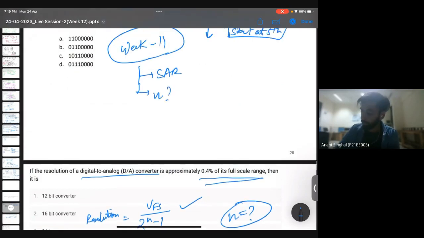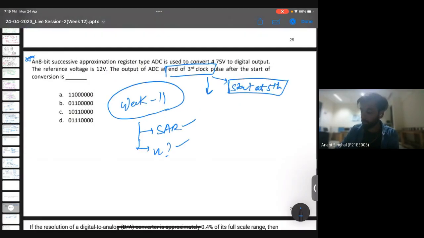This n bit operations option and these ADC options questions are quite important from week 11, as far as I am concerned. I'm not sure about what will come in your examination, but I'm talking from my perspective about what can be the important topics. You should know how a SAR ADC works. You should know the basics of flash ADC also.